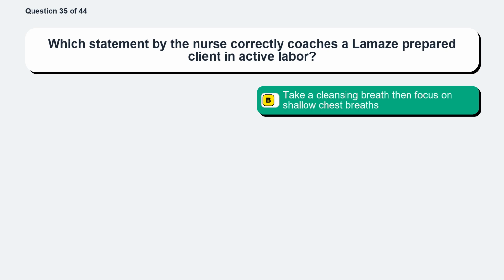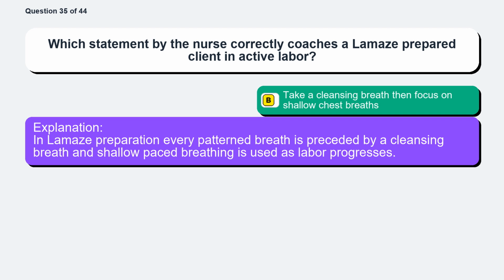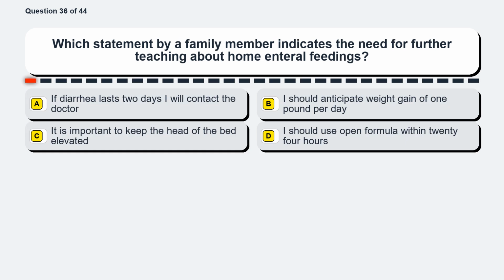The correct answer is option B, take a cleansing breath then focus on shallow chest breaths. In Lamaze preparation, every patterned breath is preceded by a cleansing breath, and shallow paced breathing is used as labor progresses. Question 36. Which statement by a family member indicates the need for further teaching about home enteral feedings?